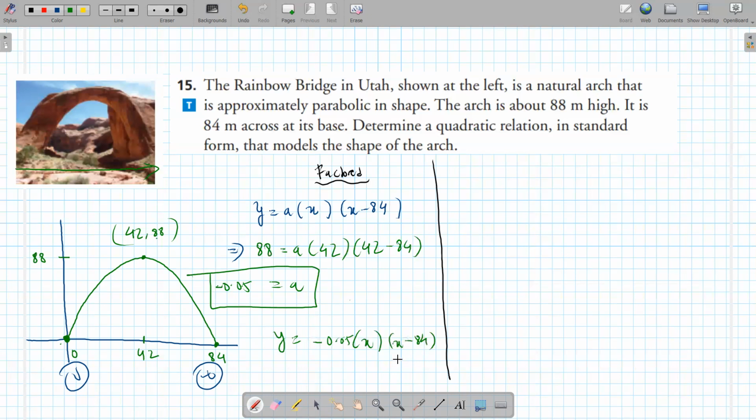The question is asking us to find it in standard form. To go to standard form, always open the brackets. x times x is x squared. x times negative 84 is negative 84x, and then finally multiply by negative 0.05, so you get negative 0.05 x squared plus, what's 84 times 0.05? 4.2 x. And there you go, that's the equation in standard form of this parabola, okay? Make sense?